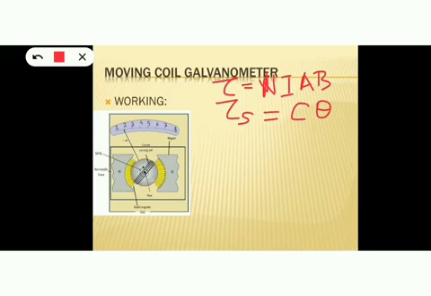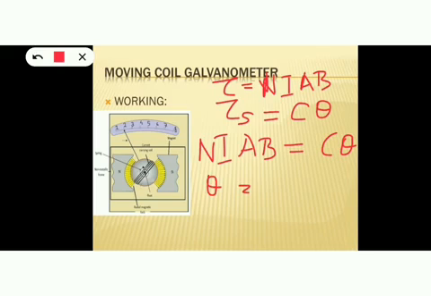So these two torques are balanced. Hence we can write NIAB, which is the magnetic torque, is balanced by our restoring torque C theta. From this, we find the expression for theta, the deflection. Theta is equal to NIAB by C. Okay, so this is the deflection produced.